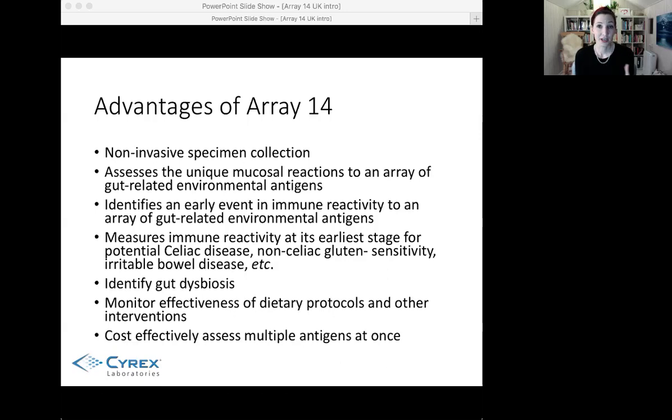It helps to monitor effectiveness of the dietary protocols, and it is cost effective because it effectively assesses multiple antigens at once. So you're combining markers from all of the different profiles, and it's the only way that Cyrex really does that, where you're looking at the enteric nervous system, food reactivity, intestinal permeability, and total immunoglobulins as well. So it's a really, really brilliant comprehensive panel.